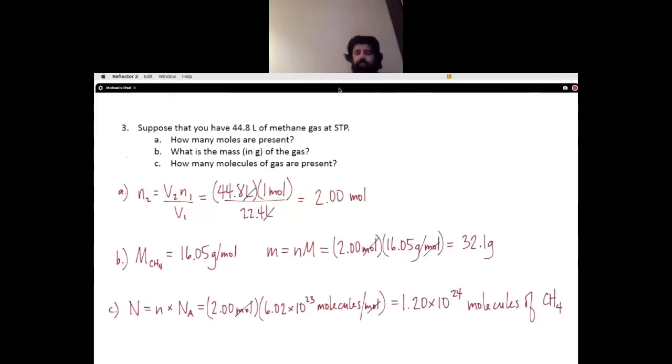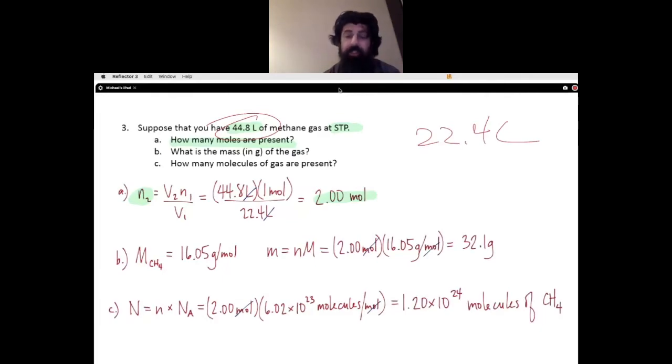This pretty much, again, just reiterates what we just did in the first sample problem. 44.8 liters. Okay, at STP, how many moles are present? Well, now we're isolating for our moles, and we get 2 moles, right? And if you look at it, you can almost figure out, right? 44.8, 22.4 liters, they've doubled it, right? So double the number of moles.